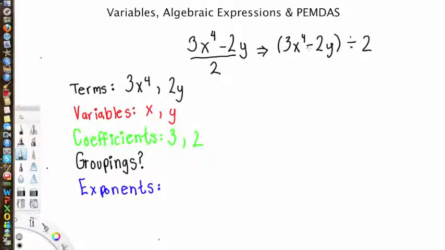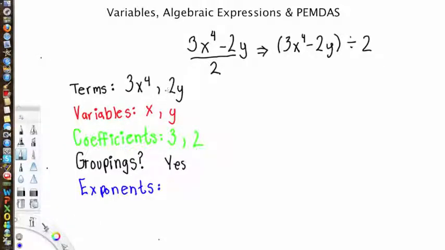So technically there is a grouping here. We need to take care of the numerator first before we divide. Even though there's no parentheses up here, it's implied that 3x to the fourth power minus 2y, that's all in parentheses. So yes, we actually do have groupings here. They're implied. And last but not least, let's take a look at exponents.